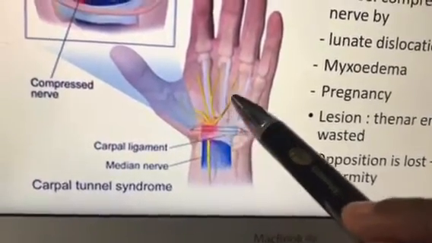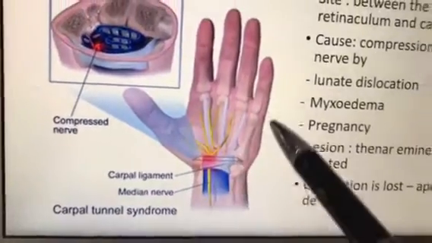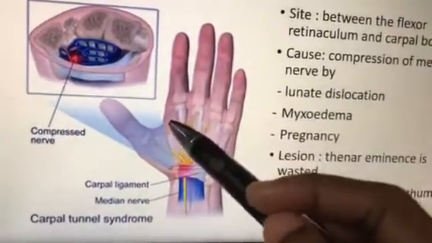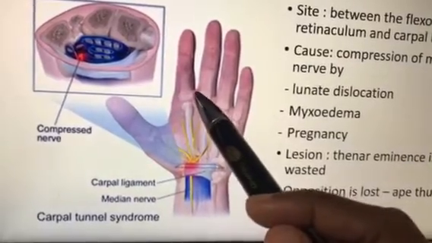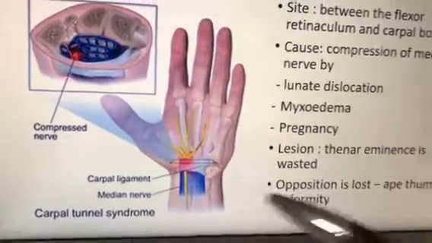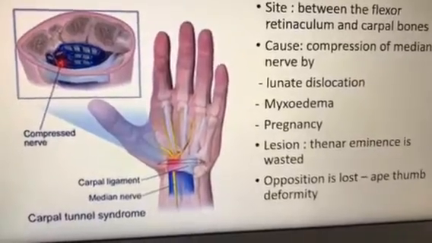So this is about the median nerve injury, right? Of course, it supplies the lateral two lumbricals. So there is loss of flexion of the metacarpophalangeal joint and extension of the interphalangeal joint.